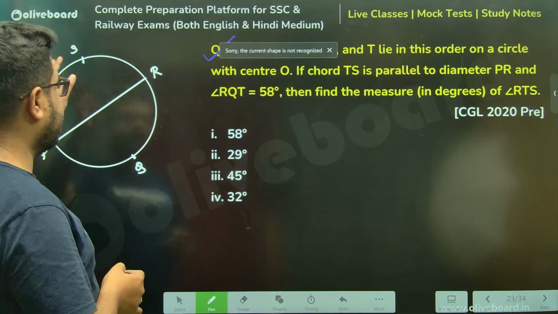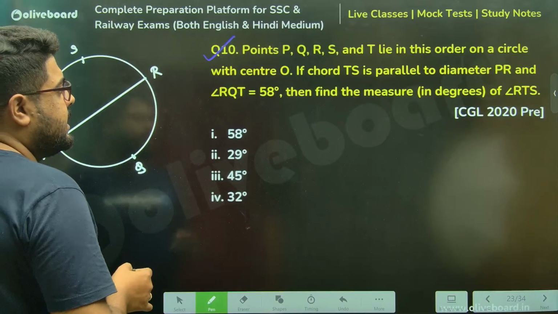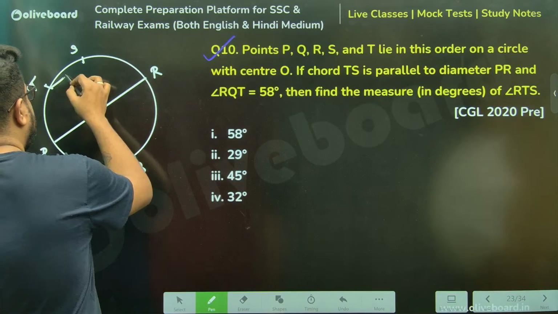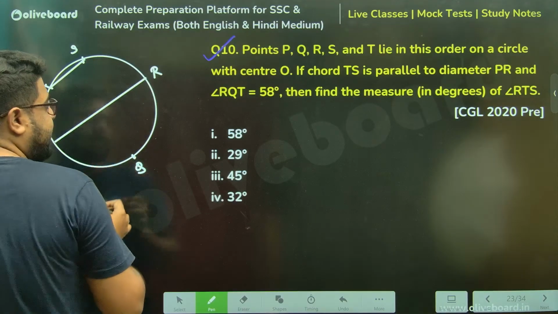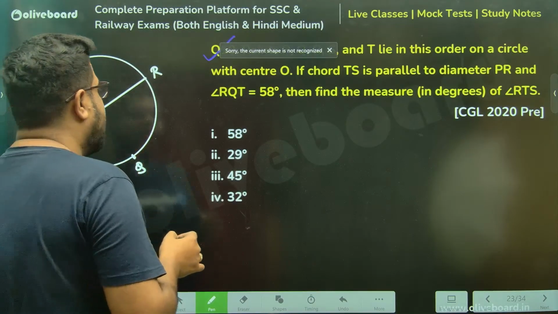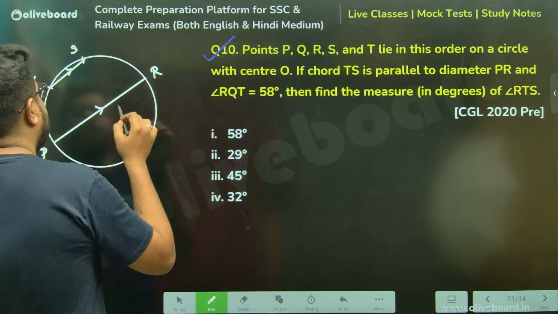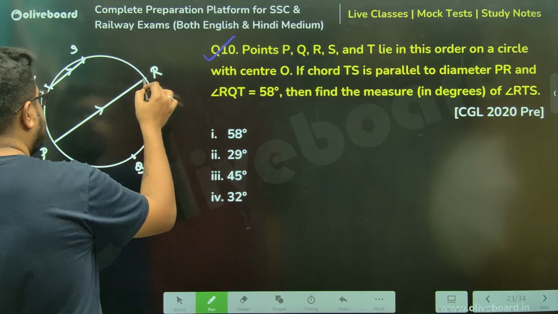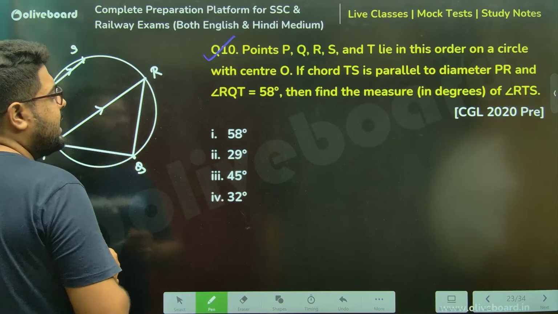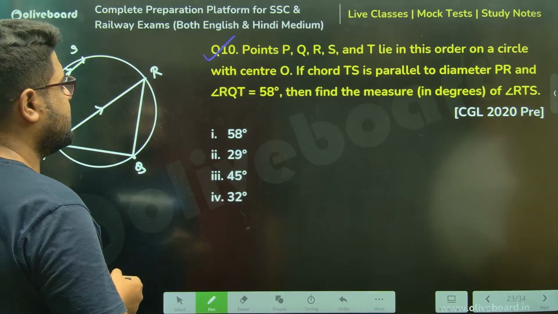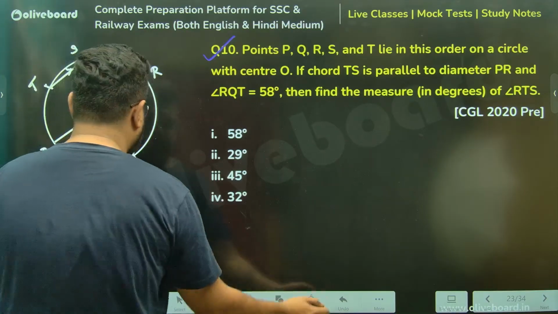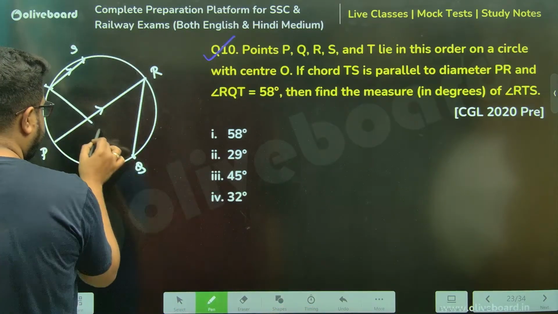So points are like this I've taken. Right? TS is parallel. TS is parallel to this. Okay, perfect. RQT. Acha, R is where? R is here. One second. RQT, say that. RQP I have taken.